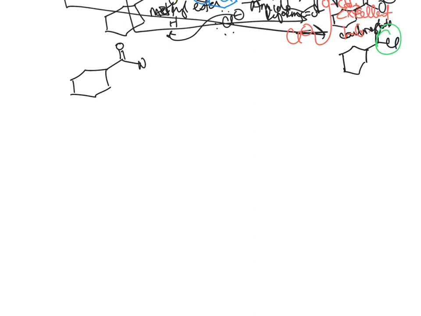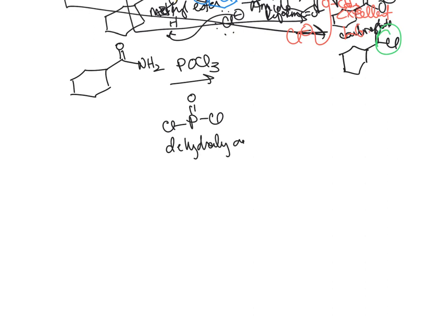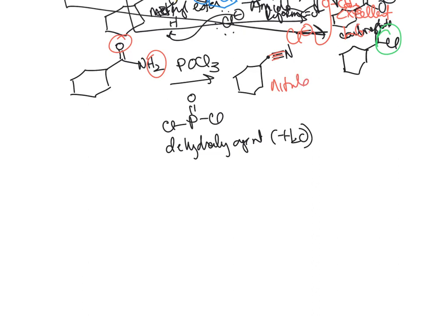We did show you this slide where you take an amide and you react it with phosgene, which looks like this, which is a dehydrating agent, which means it loses water. Okay, minus water, and that will make a nitrile. So you've lost this oxygen and those two hydrogens to make two new bonds, and there's your nitrile. So that's one way to make a nitrile.